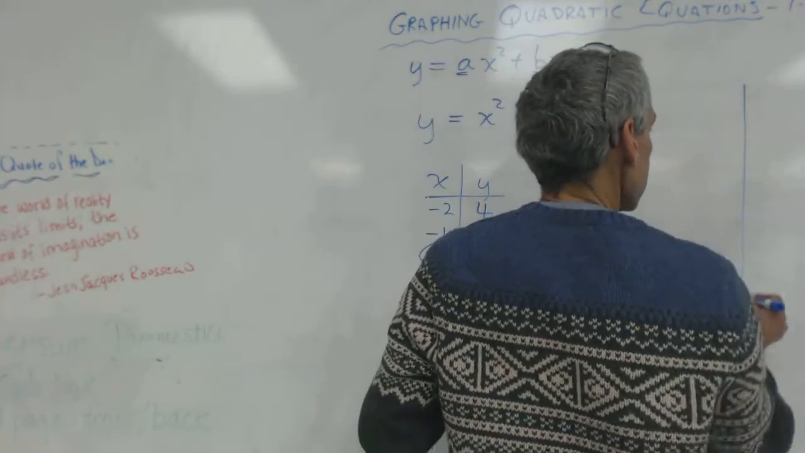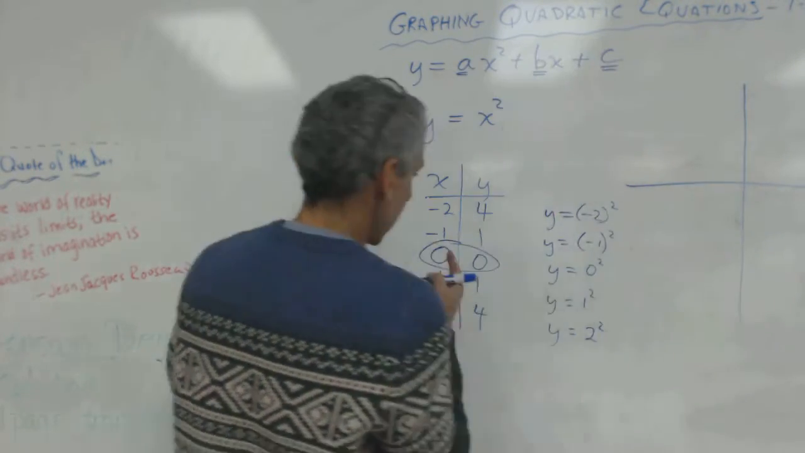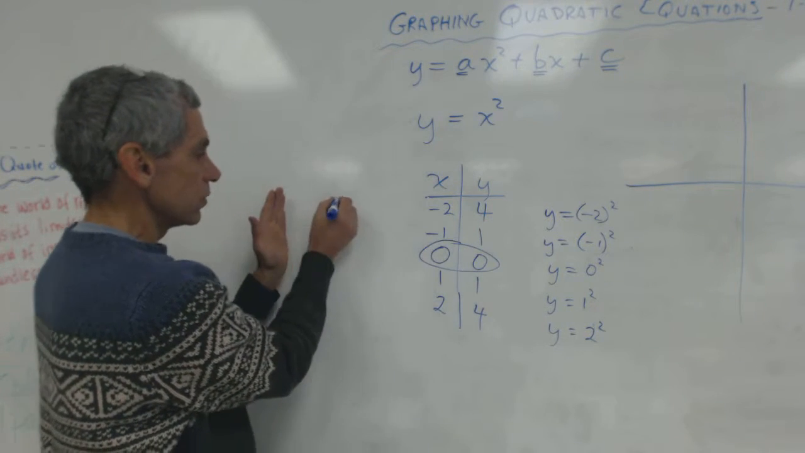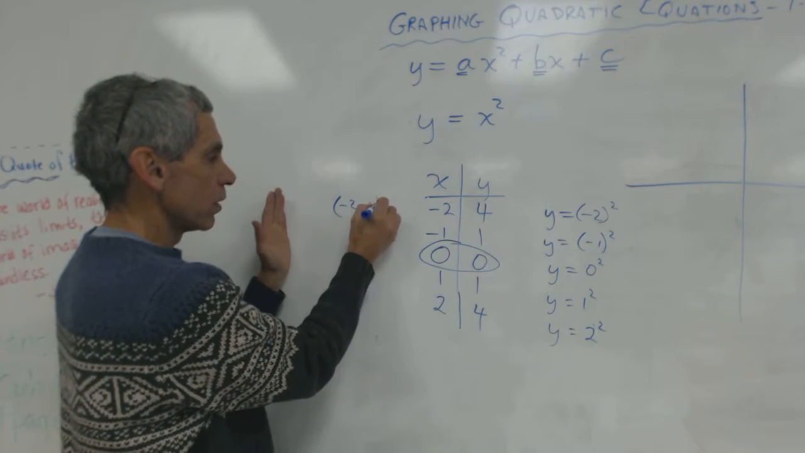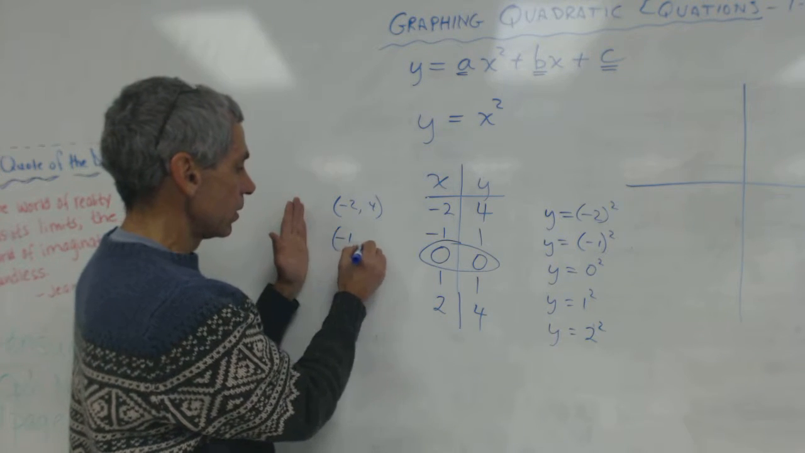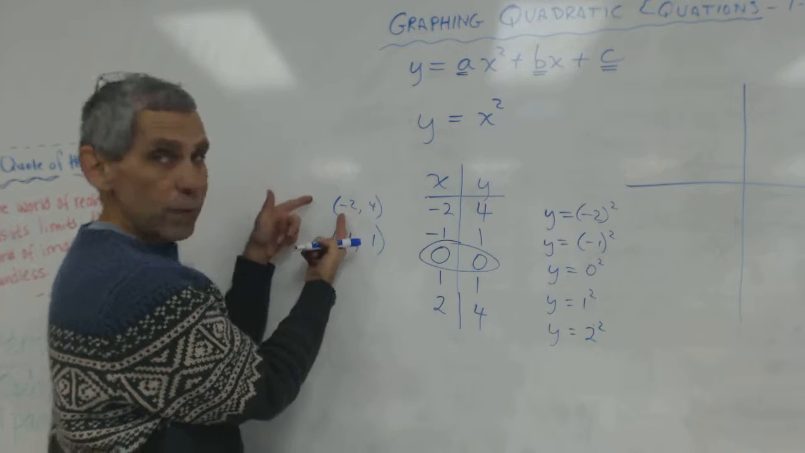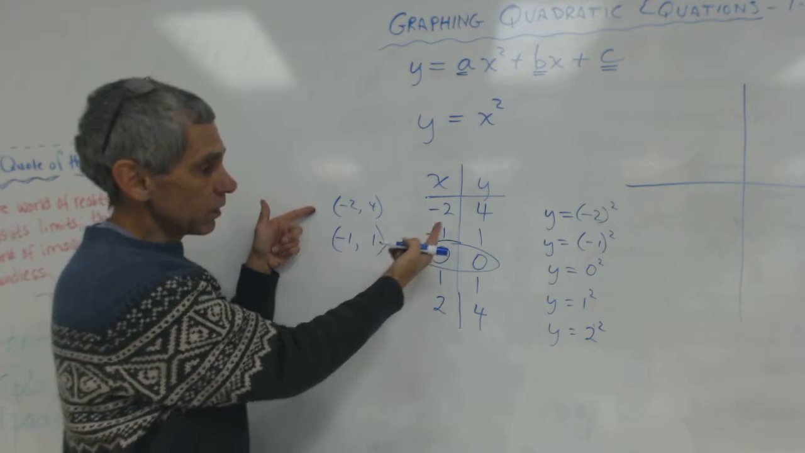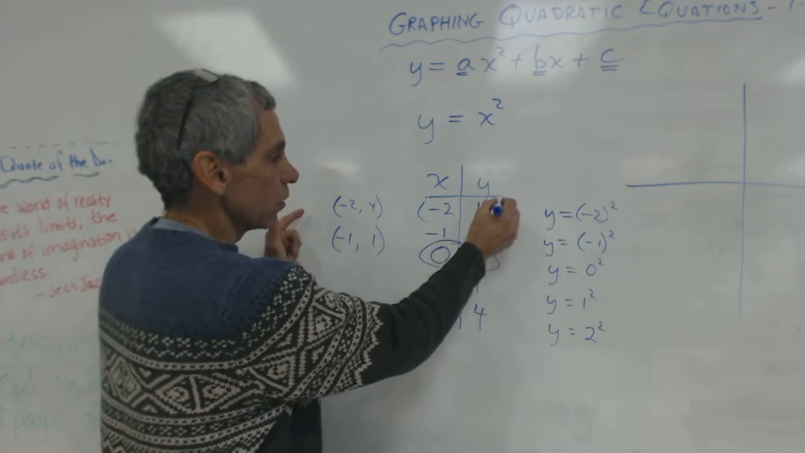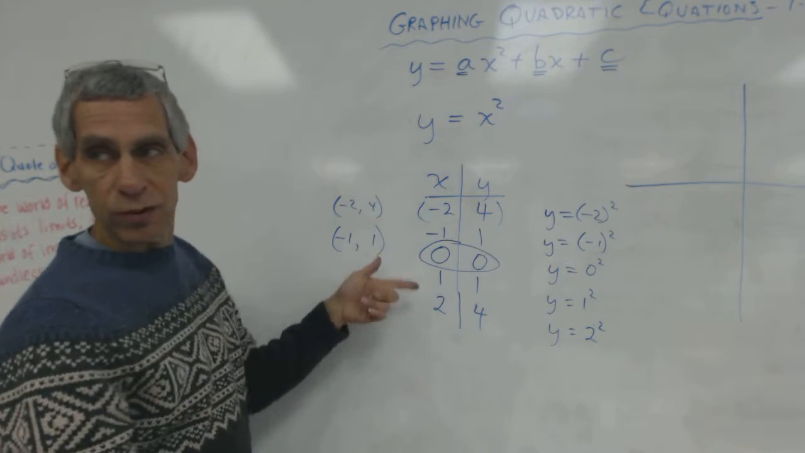So if we were going to graph this, these are actually points. You think of these just like a coordinate point. That's the same as this, -2, 4, right? And that's the same as -1, 1. But I don't bother writing this because it's already here. You know what I mean? These are coordinate points. So I'll just use them as they are.